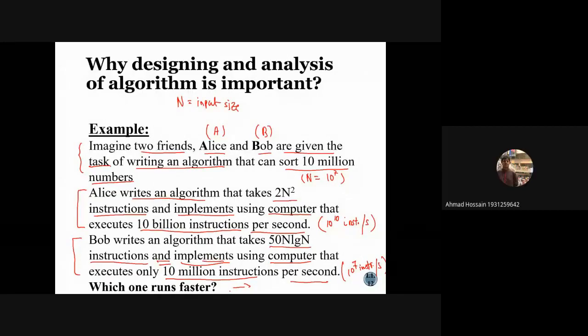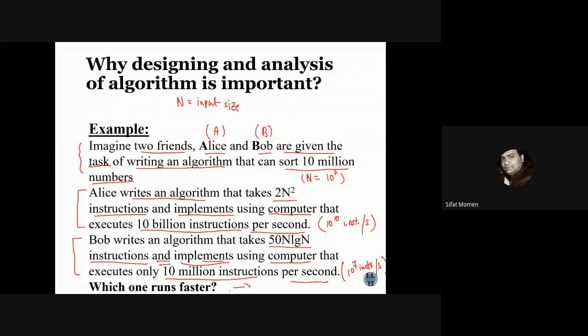What do you think? Which one would run faster? Bob. Why? Sir, better algorithm. Better algorithm, but it runs on a slower PC. Doesn't that have an impact? Not necessarily. Not much, sir. Very significant, because the algorithm takes much less.